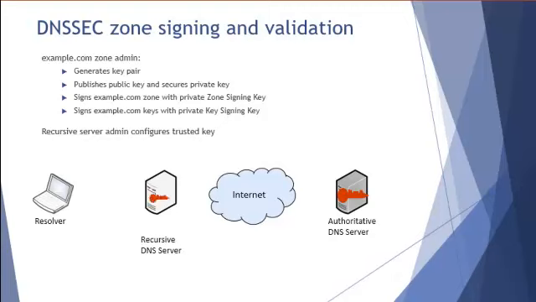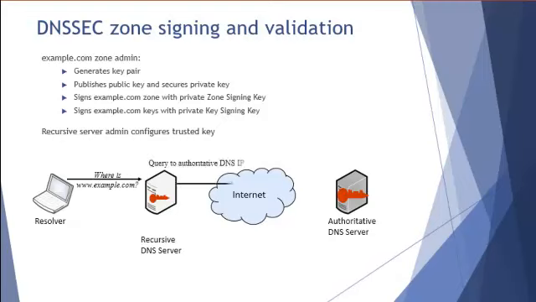The recursive server needs to know what that key is, and it's called a trusted key, because basically I've set up a relationship with this example.com administrator, and they've provided me, okay, here's the public key that you can use to validate the signatures on the information that I'm going to sign in my zone.